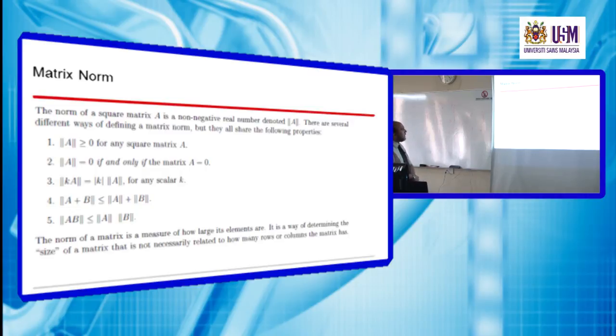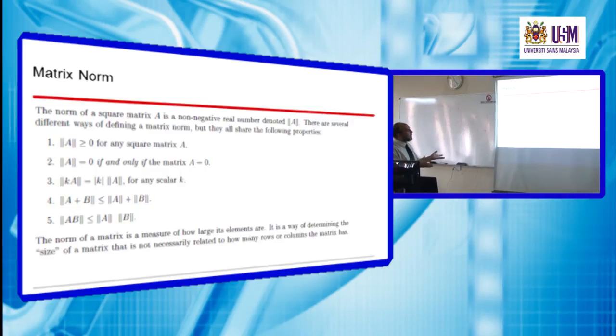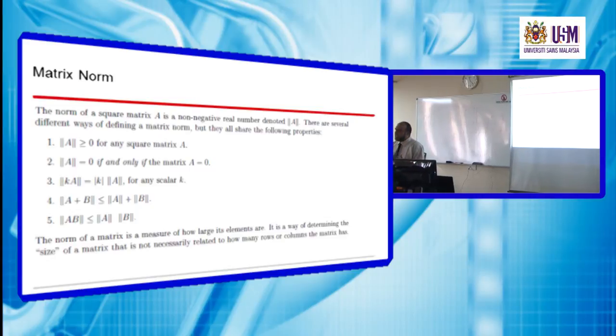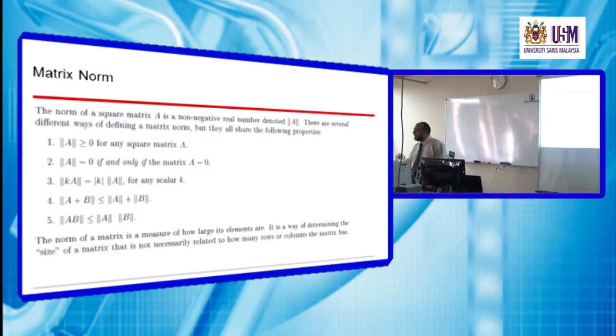So the norm of a matrix is a measure of how large its elements are. As we said, it's a way of determining the size of a matrix that's not necessarily related to how many rows or columns the matrix has. Just because a matrix has many rows and columns doesn't mean its norm should be greater or less than that of another matrix with different rows and columns.